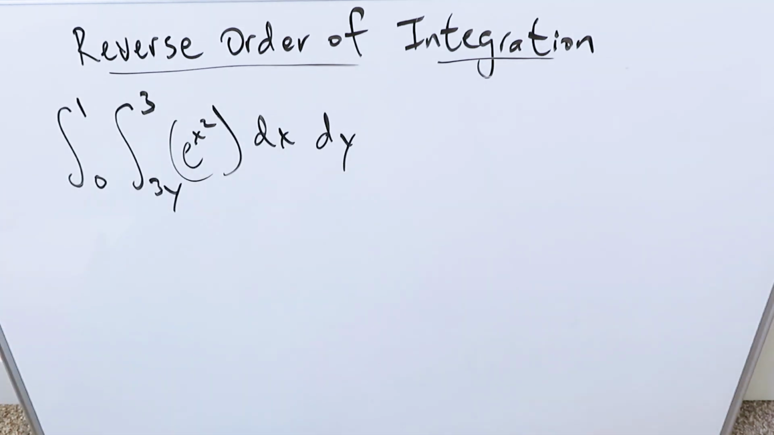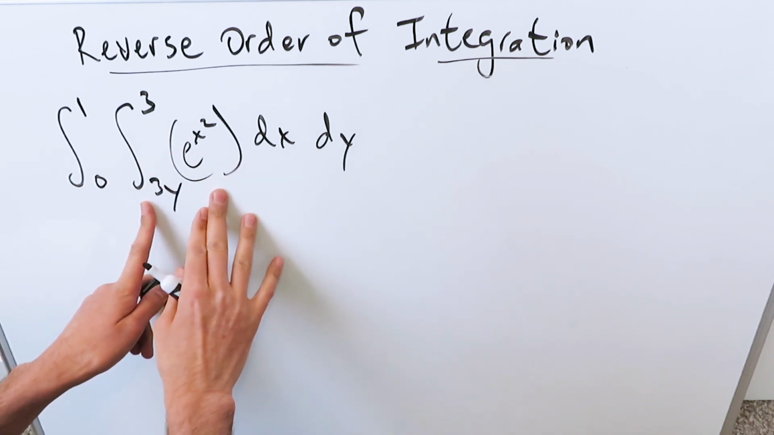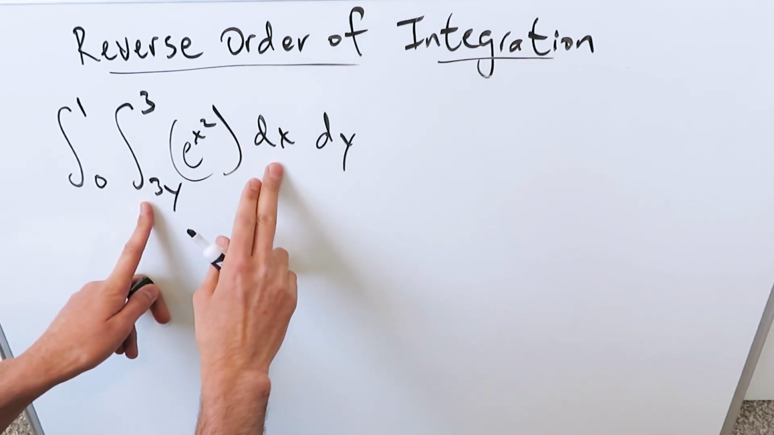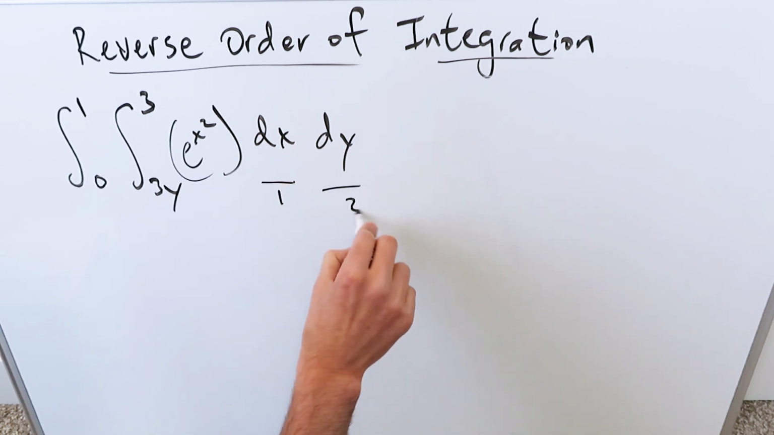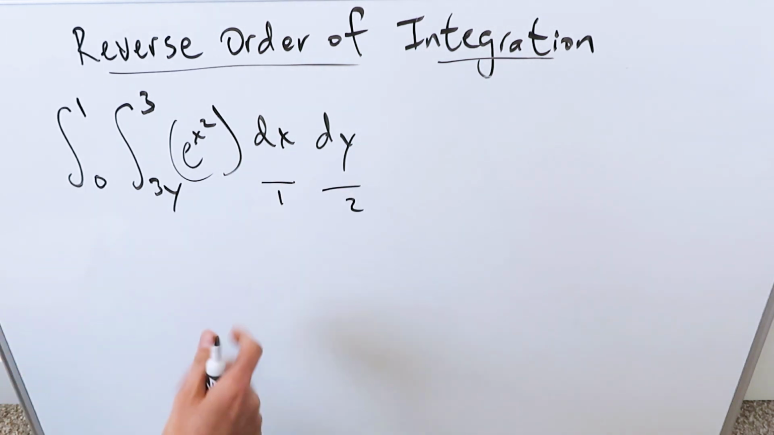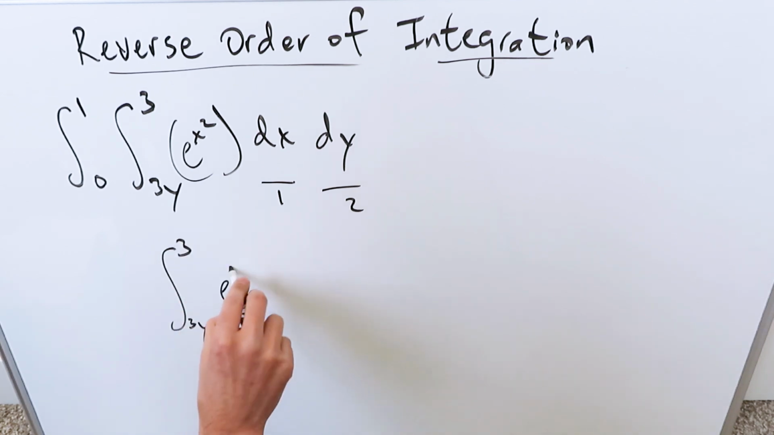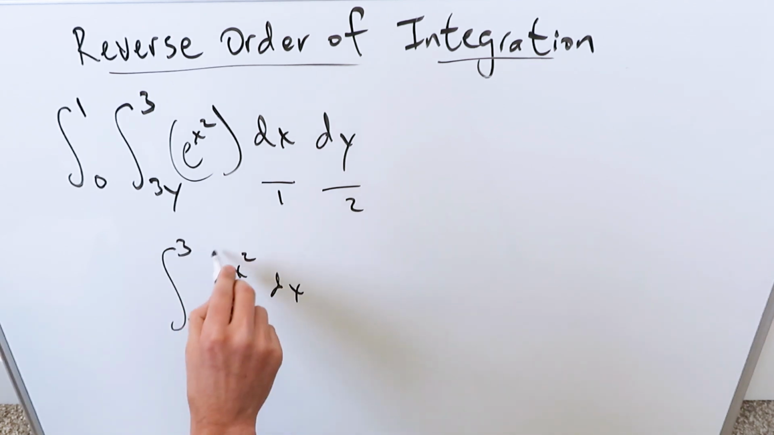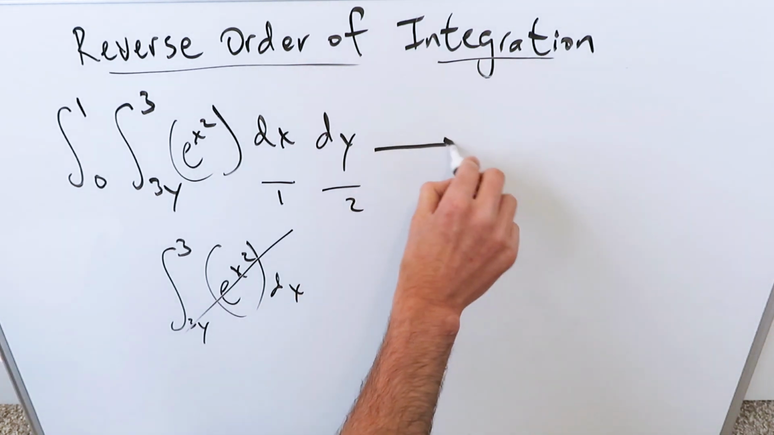This right here is my question. I have the integral from 3y to 3 of e to the x squared dx, dy, from 0 to 1. You're going to do the dx integral first, then the dy integral second, and let's try to do it. I'm looking here at 3y to 3 of e to the x squared dx. This is my function, but this function has no elementary antiderivative, so I'm stuck. I cannot do it.